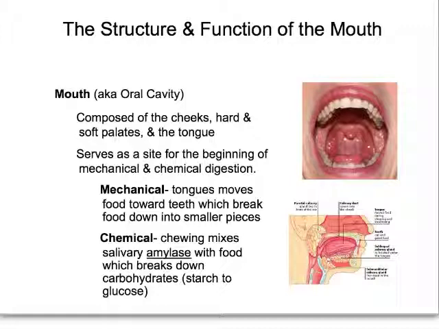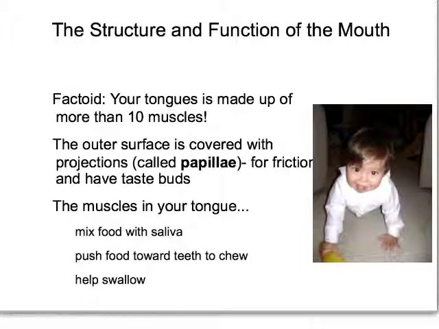Okay, it starts to break down starches down to glucose. So carbohydrate digestion begins in the mouth with amylase. So inside of your mouth we have the tongue, and here's a little factoid for you. Your tongue is actually made up of more than 10 muscles put together. So it's a very strong little part of your mouth.